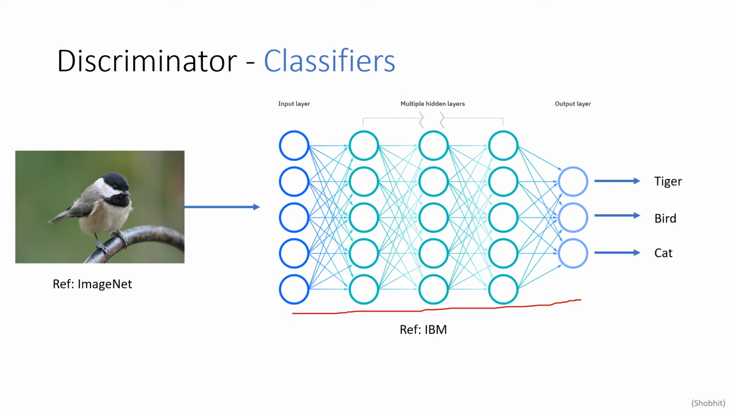At the beginning, it may give the class as tiger with a probability of 0.6, bird with a probability of 0.4, cat with a probability of 0.5, like that. But as you train your neural network, all the parameters are adjusted. Then at the end, we give this image again to the neural network. Then it gives the result: tiger with a probability of 0.1, bird with a probability of 0.99, cat with a probability of 0.01.